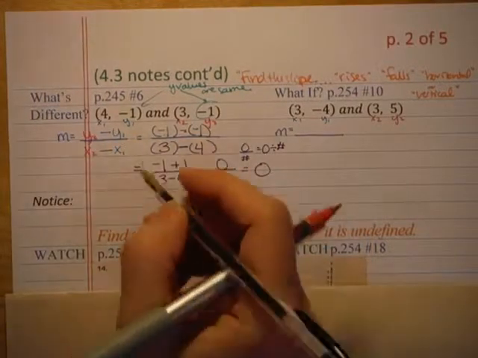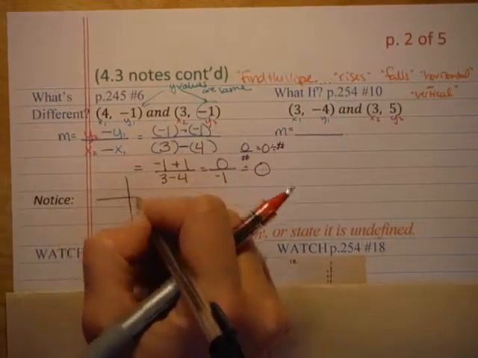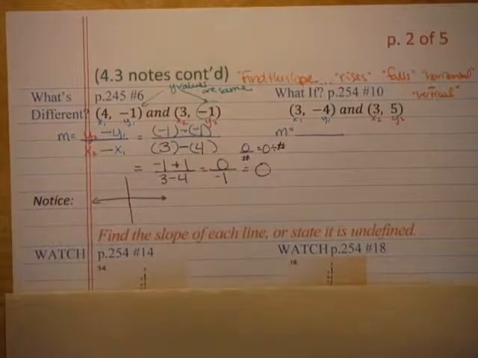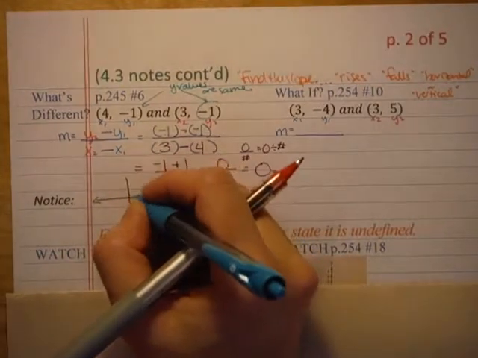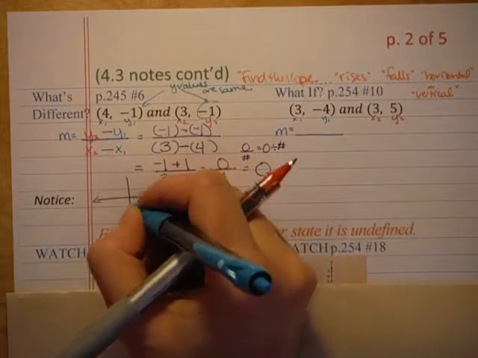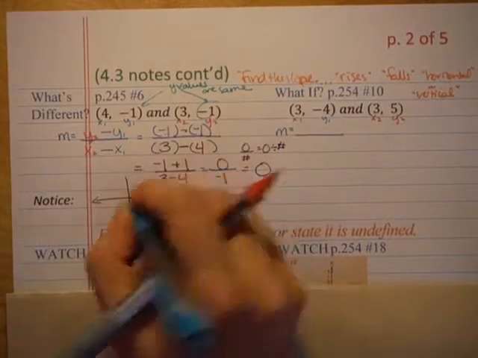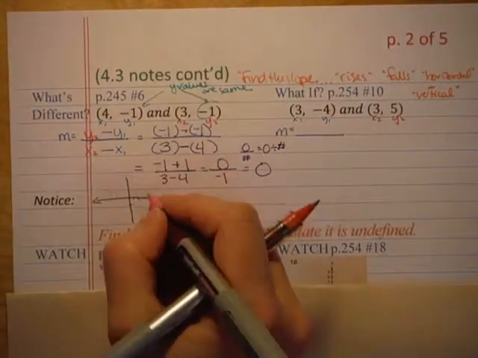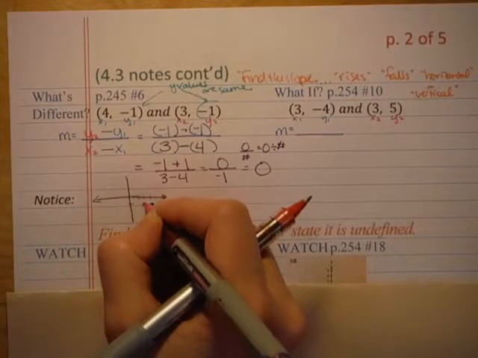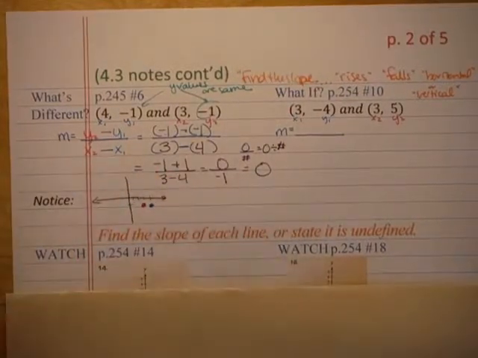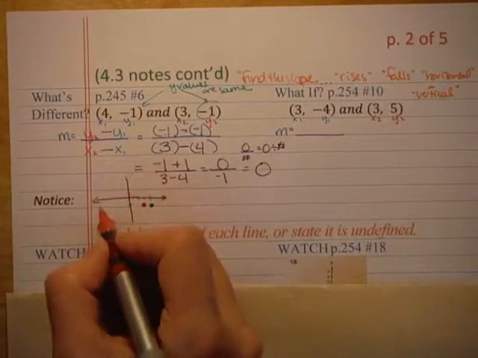Now let's look at what just occurred here. What we have are 2 points. We have 4, -1: 1, 2, 3, 4, -1. And then we have our second point of 3, -1: 1, 2, 3, -1. Okay, so there's our 2 points. What we have here is a horizontal line.